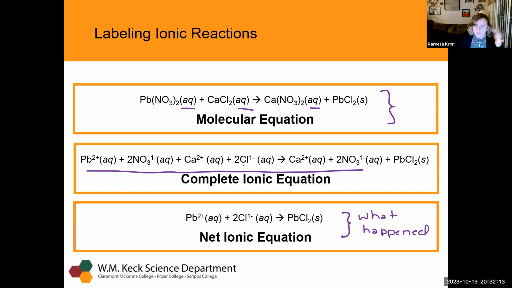So if you're told this is a net ionic equation in a problem, that means that it's what actually happened. If you're told that something is a complete ionic equation, you want to start to look at it and be like, okay, which of these are spectator ions? Which of these can cancel out? How do I know what I'm forming?